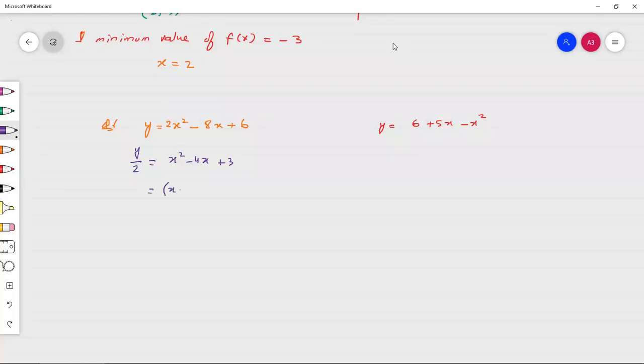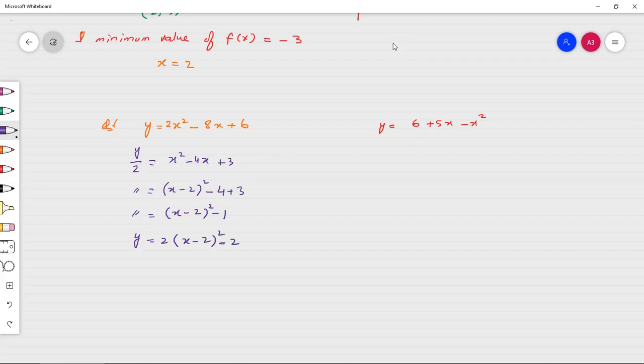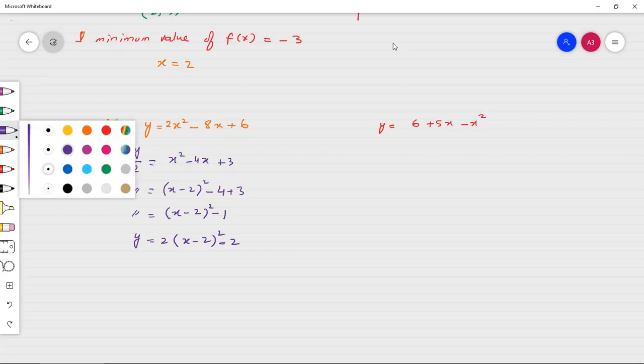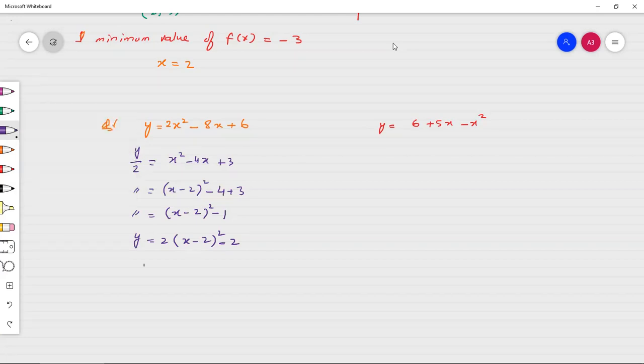Now convert: x minus 2 whole square minus 4 plus 3. So it would be x minus 2 whole square minus 1. And in the last step, multiply this 2 on this side. So 2 into x minus 2 whole square minus 2. First look at this: because the coefficient of x square is positive, the curve will be open upward. Then second, you have to find the vertex.